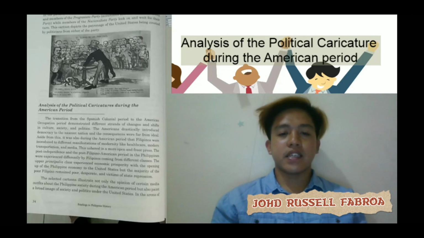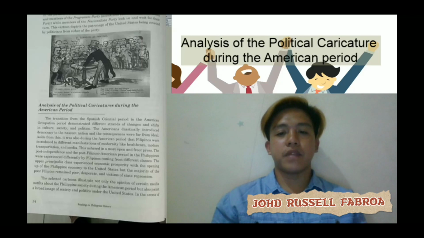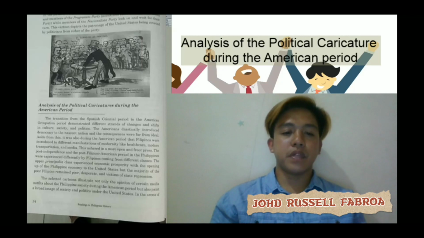The post-independence and the post-Filipino American period in the Philippines were experienced differently by Filipinos coming from different classes. The upper Principalia class experienced economic prosperity with the opening up of the Philippine economy to the United States, but the majority of the poor Filipinos remained poor, desperate, and victims of state depression.